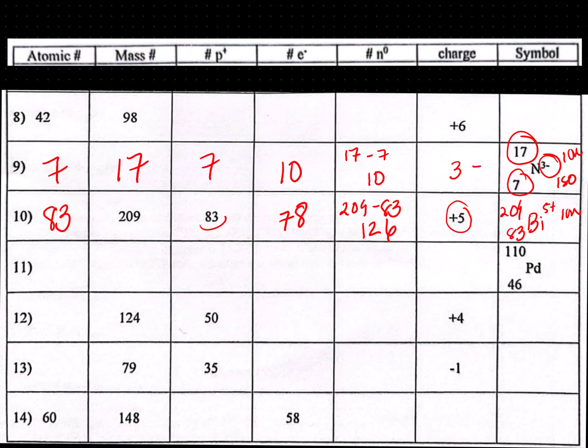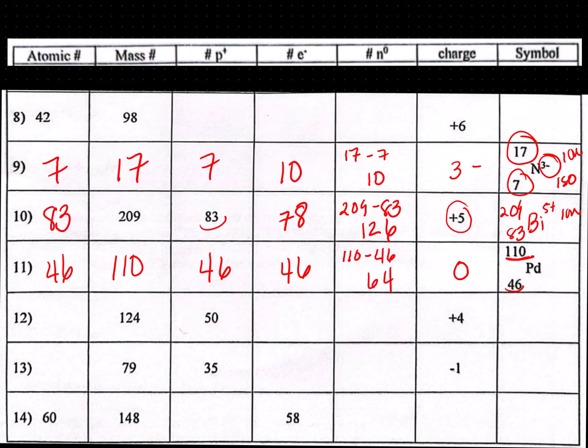Next one is palladium, Pd. Atomic number is 46 given right here, or you could look it up on the periodic table. It's also the protons. Since no charge is given, this is a neutral charge, so the electrons are exactly the same. My mass number is the number on top, that's 110. So we use that to find the neutrons. We do not use the periodic table, so it's 110 minus the number of protons, which is 46. So this should be 64.